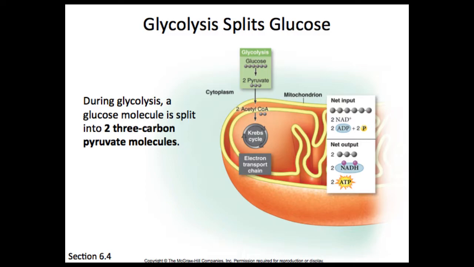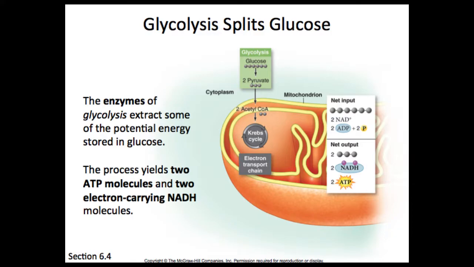During glycolysis, a glucose molecule is split into 2 3-carbon pyruvates. And this is kind of easy to visualize because remember, glucose has 6 carbons. So we can divide 6 into 2 3-carbon molecules. And we refer to these 3-carbon molecules as pyruvates.